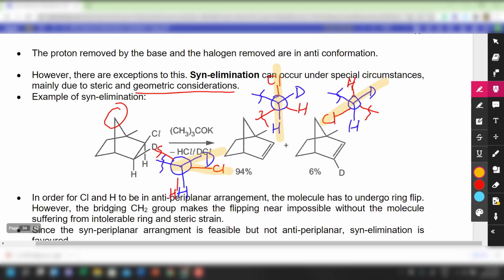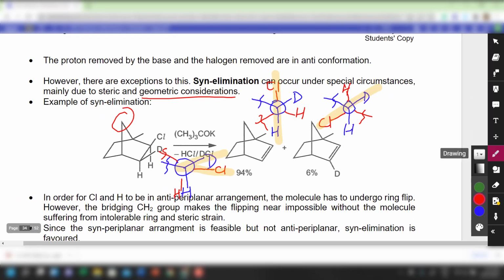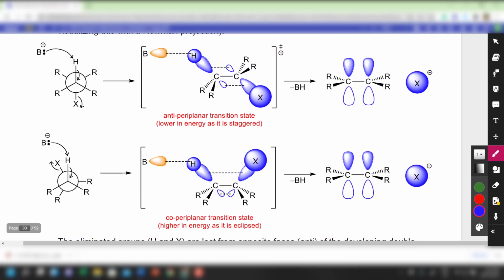But most importantly, they must be anti-periplanar, because that is the qualifying criteria for elimination to take place. Taking into consideration what we understand about molecular orbital theory, I think I've explained a little bit to you earlier on based on this particular diagram.